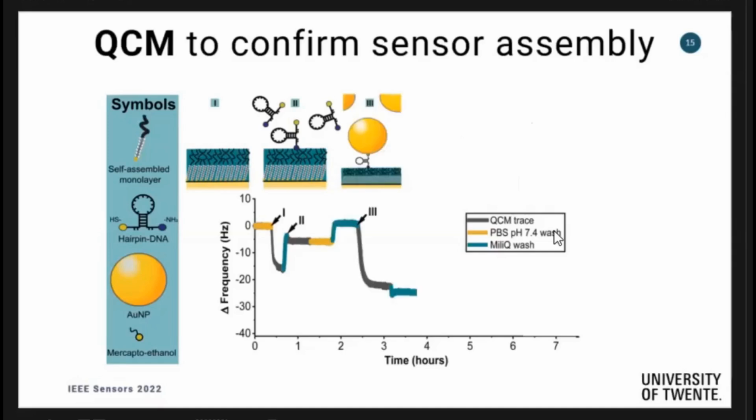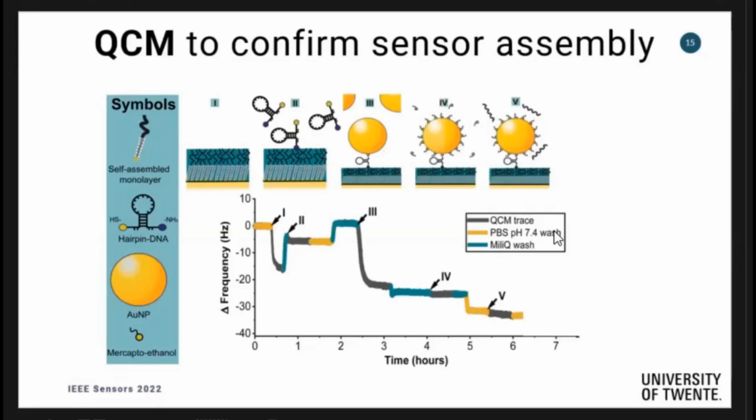Then, of course, we want to add the nanoparticles, and we see it clearly because they're pretty heavy. Then we want to make sure that no other molecules can bind to the nanoparticles, so we passivate. Then we add non-target DNA, and we see almost no dip. When we add target DNA, we see a huge dip. So it already shows that this assay is working in bulk, but we want to perform single molecule measurements.